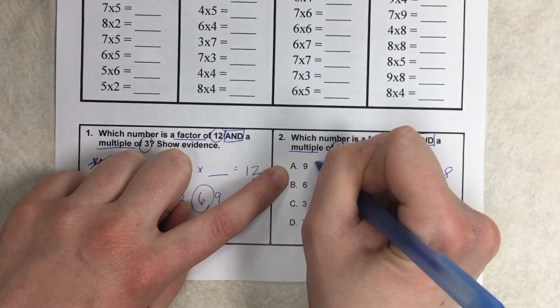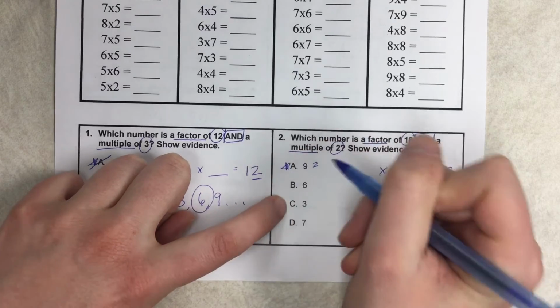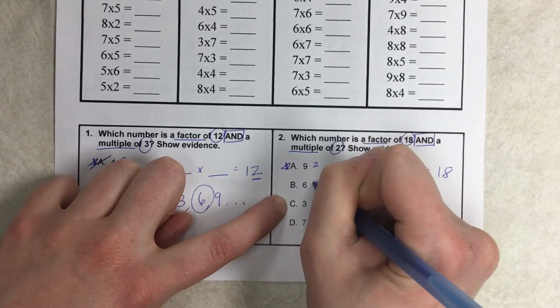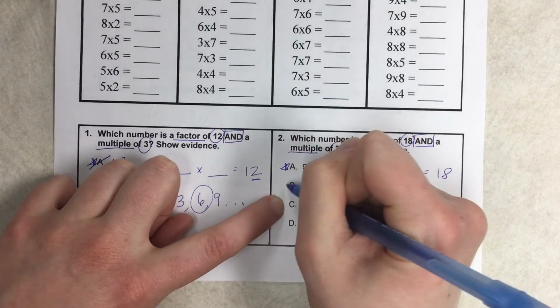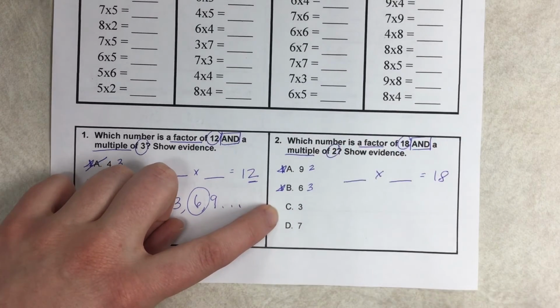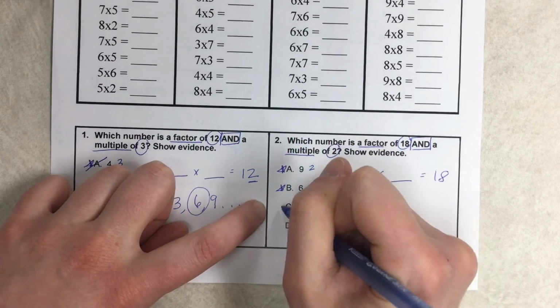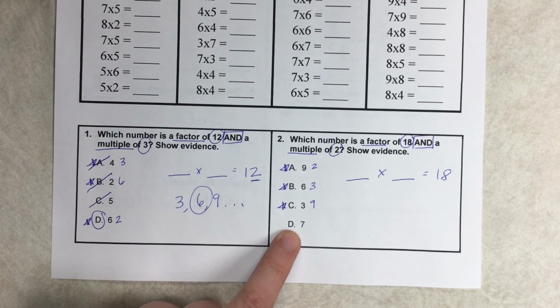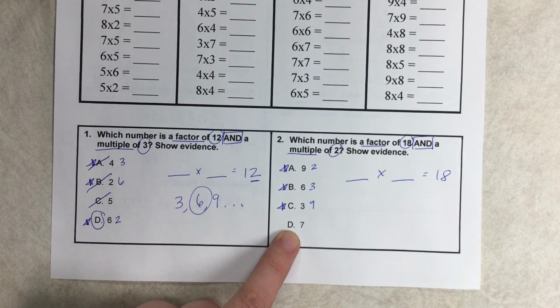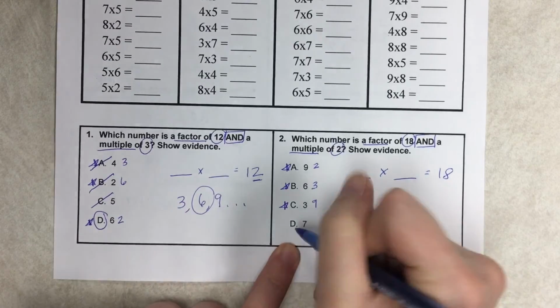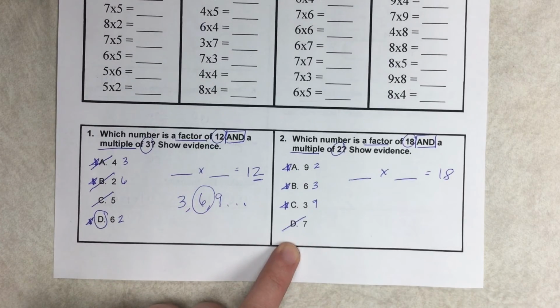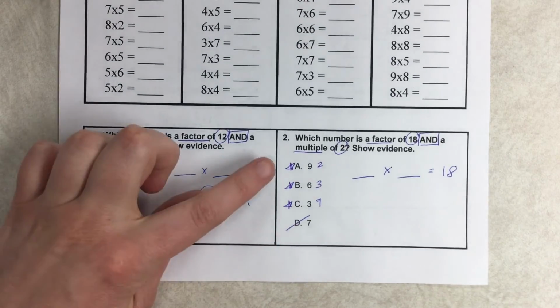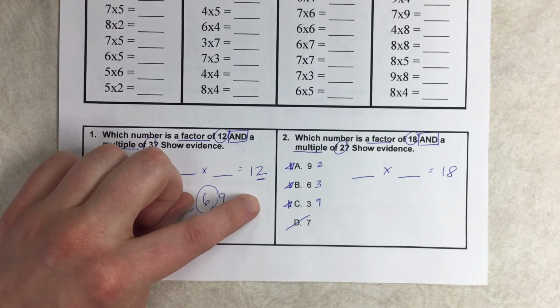I know 9 times 2 equals 18, so it could be 9. I know 6 times 3 equals 18, so it could be 6. I know 3 times 9 equals 18, so it could be 3. I can check in my calculator for D, 18 divided by 7. When I do that, I do not get a whole number, so cross that out. These are my 3 choices, A, B, and C.